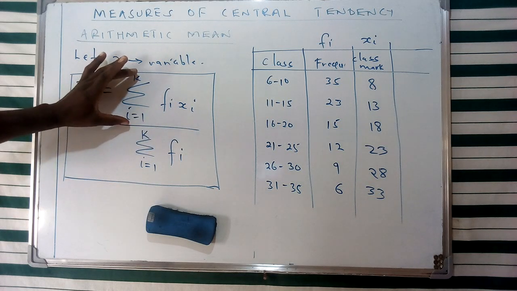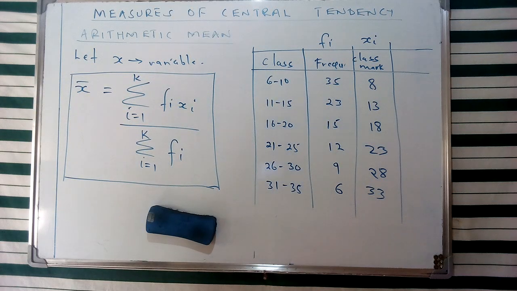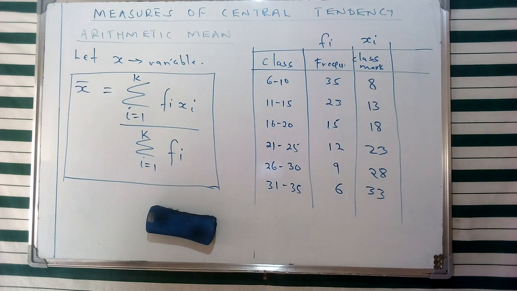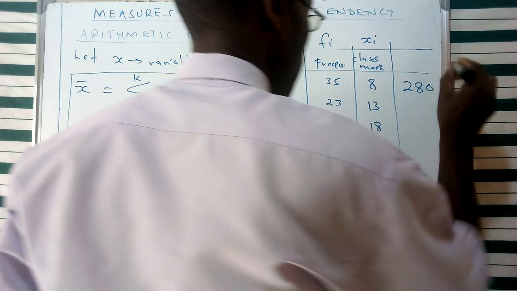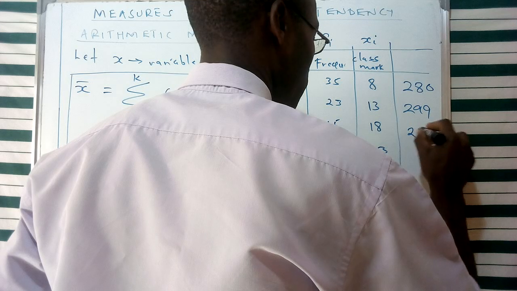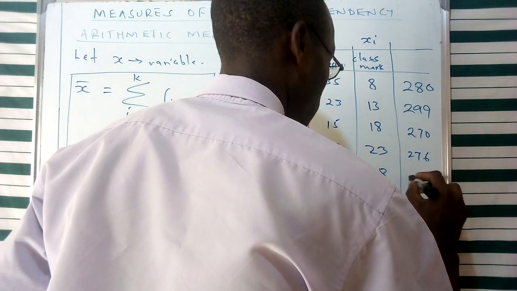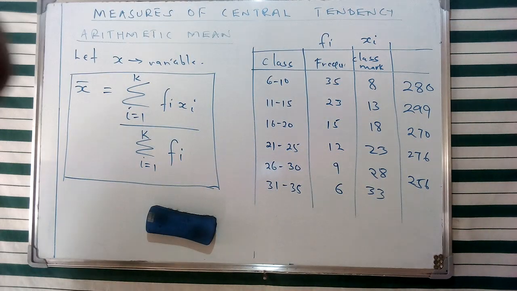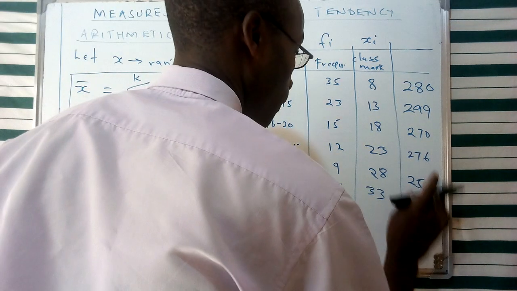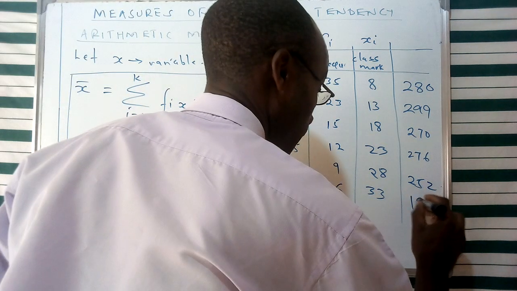So we're going to find the summation of this one divided by the sum of the total frequencies. And these of course are going to be given in terms of, the first one is going to be a multiple of that one given as 280, and we're going to look at the second one. This is 299, 270, 276, 252, and then lastly we shall have the last one given as 198.